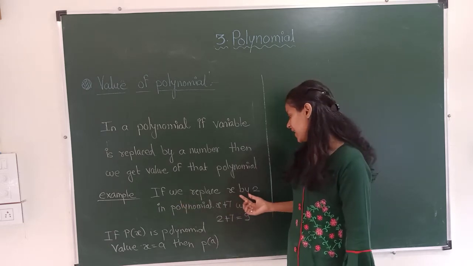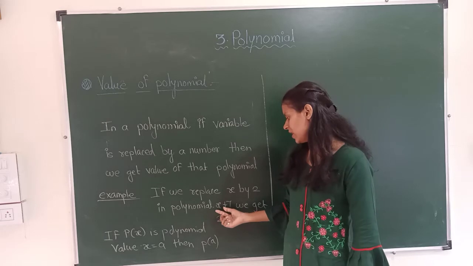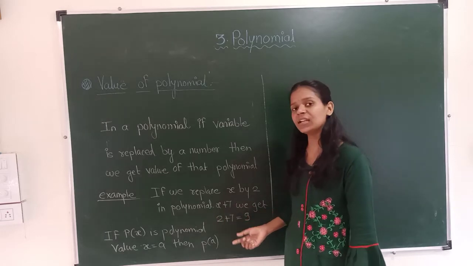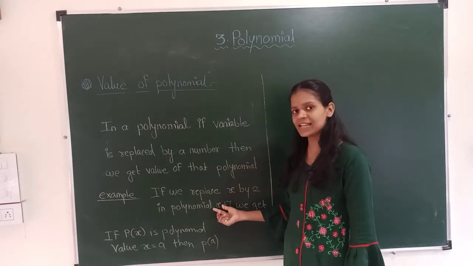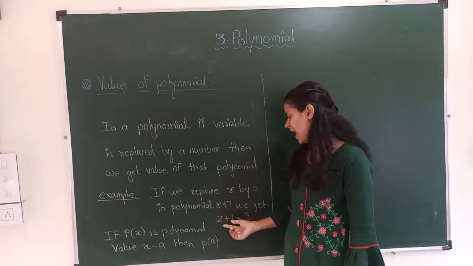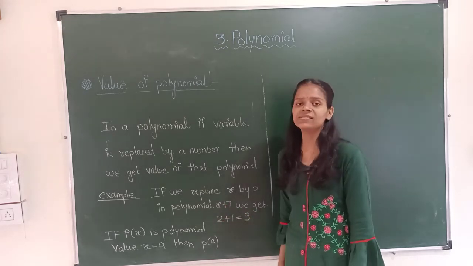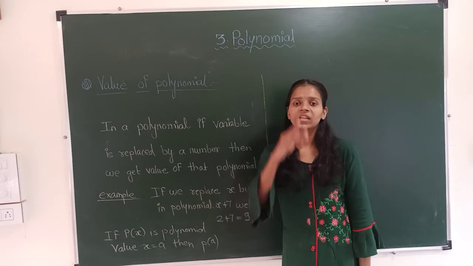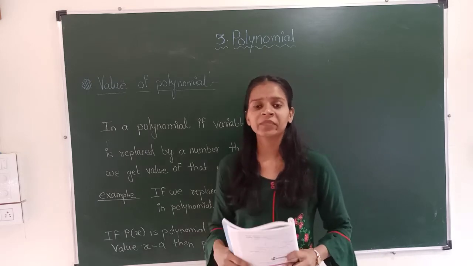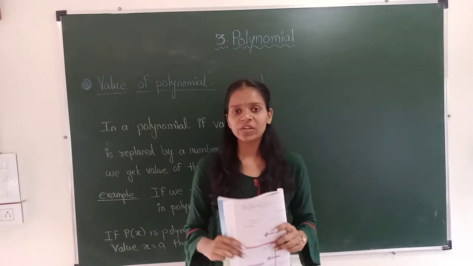If we replace x by 2 in the polynomial x plus 7, what will we get? See, if we replace x by 2, then it is 2 plus 7, and 2 plus 7 is 9. So 9 is the value of the polynomial. Are you getting what I am talking about, friends? I am talking about the value of the polynomial.